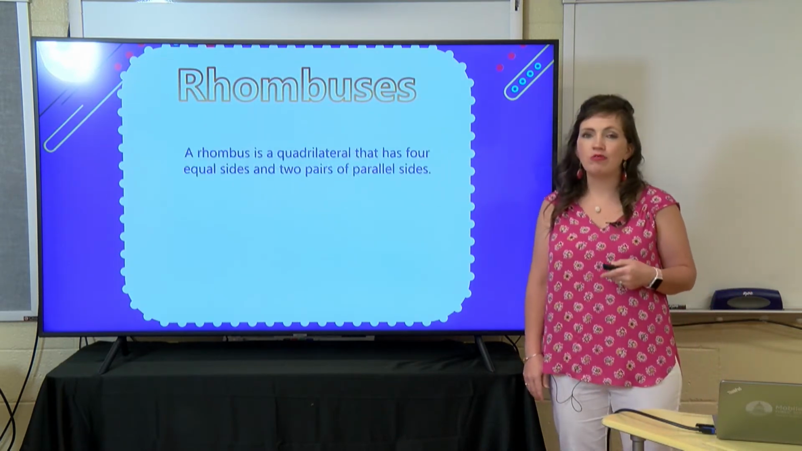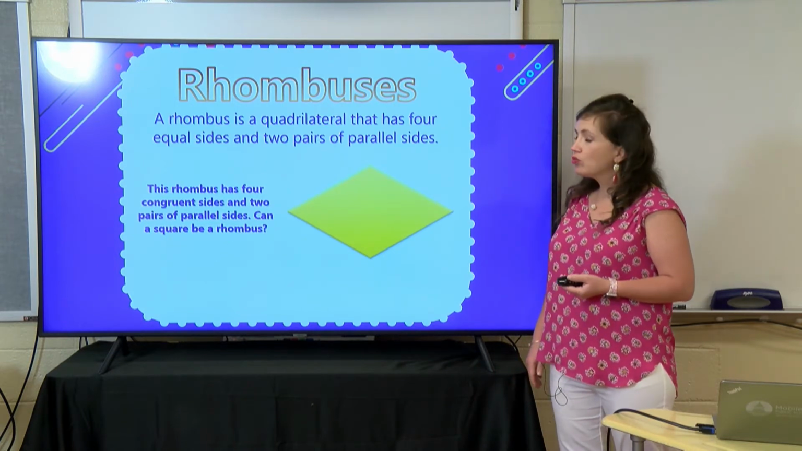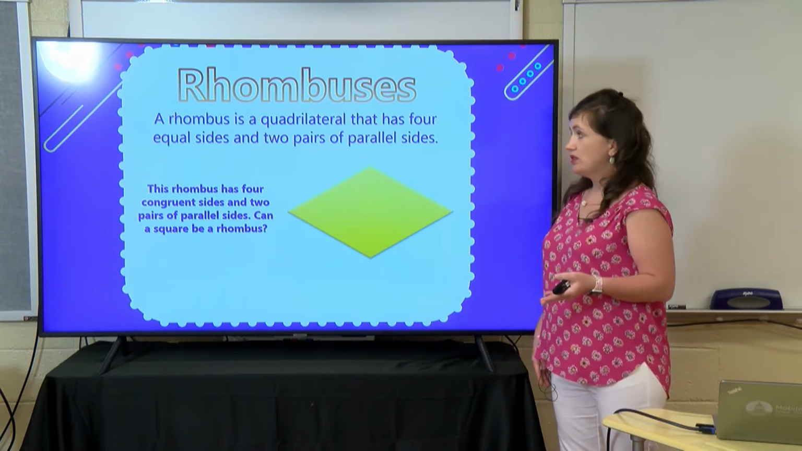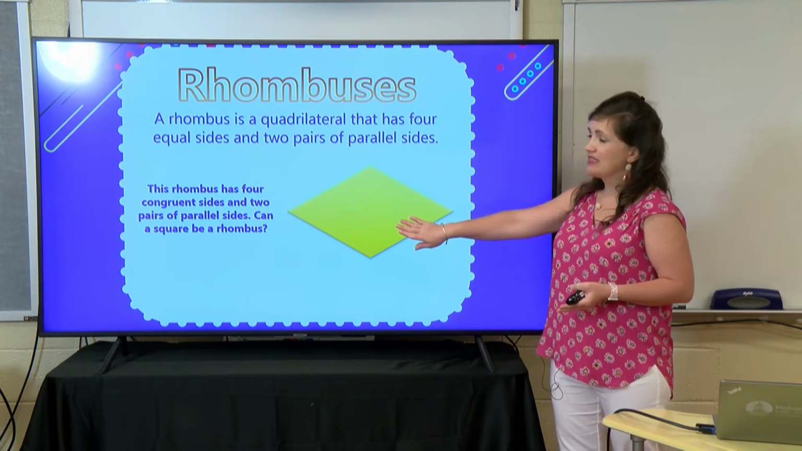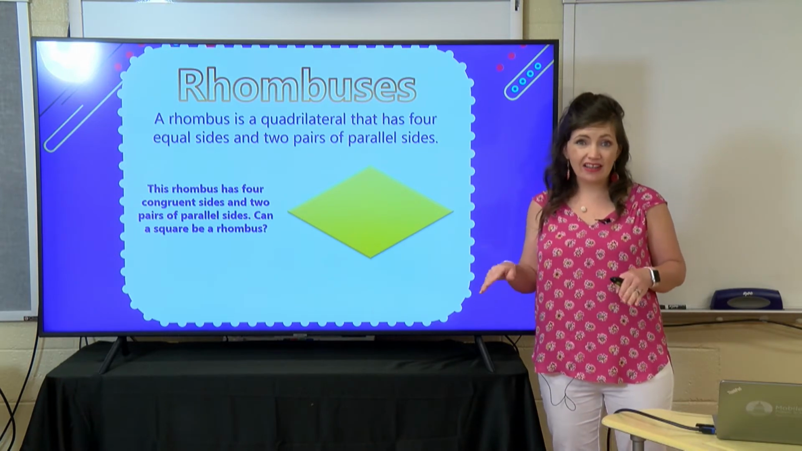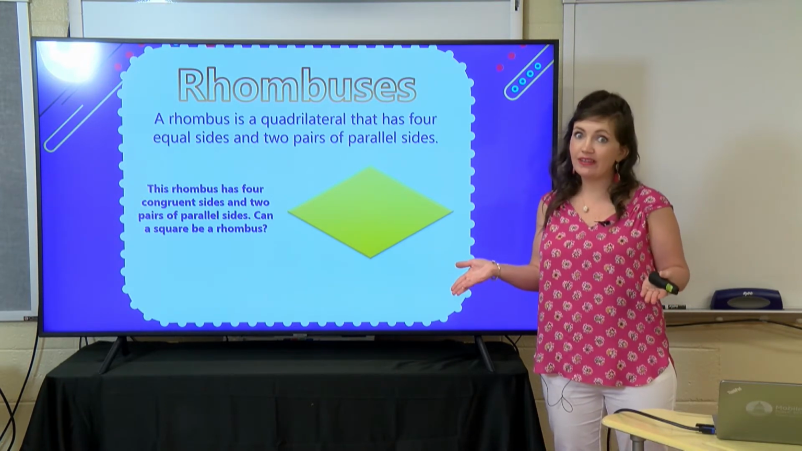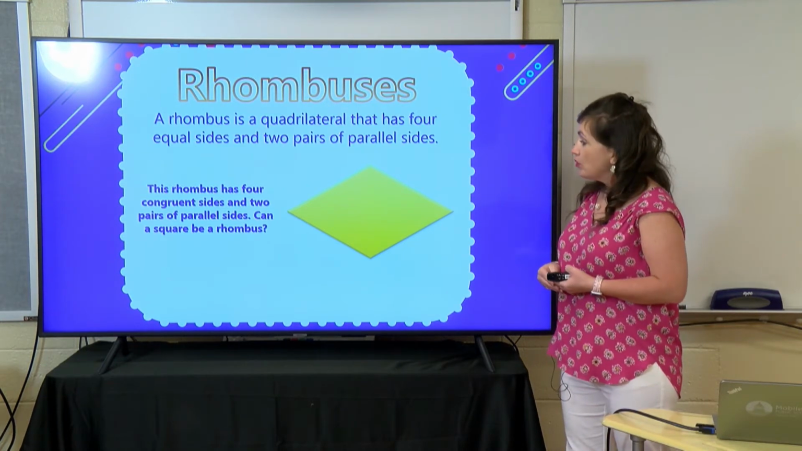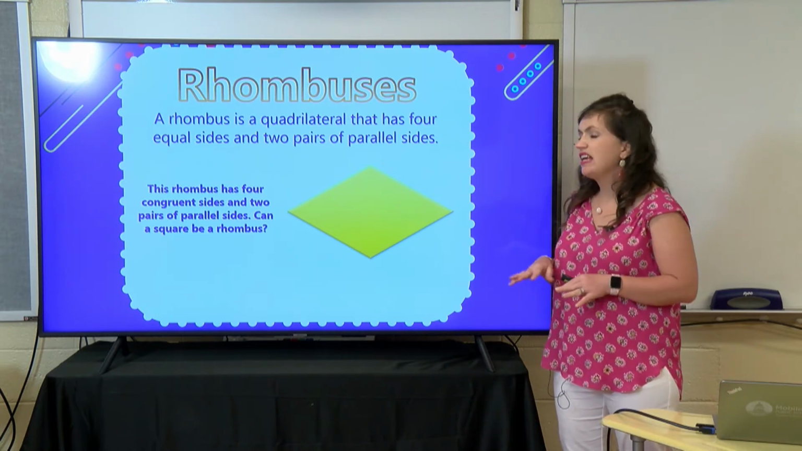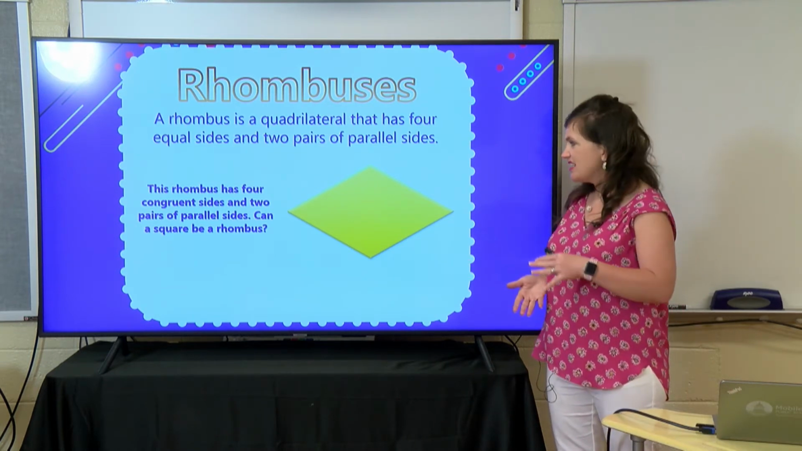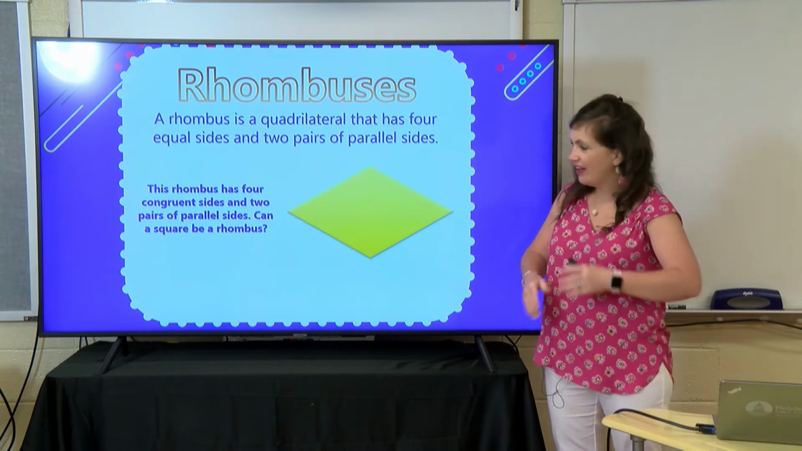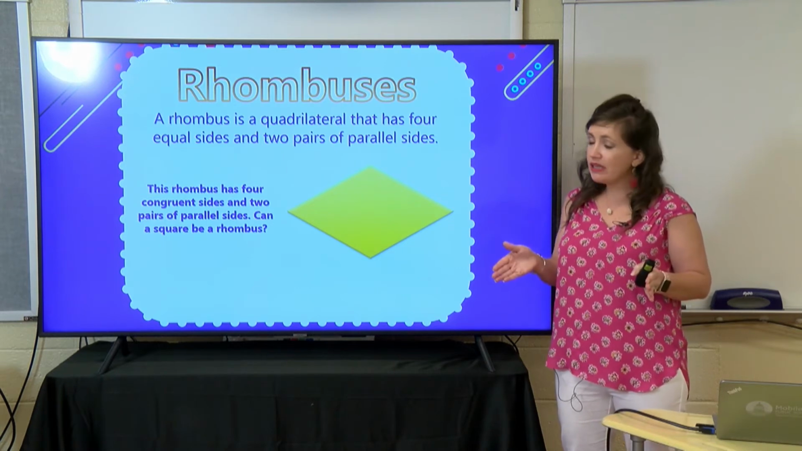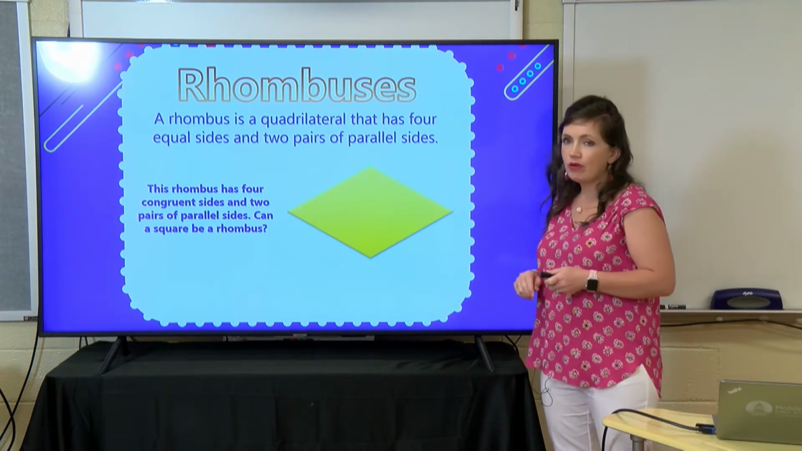All right, let's talk about rhombuses. A rhombus is a quadrilateral. It has 4 sides, 4 angles. But what makes this shape a rhombus is that all 4 sides are exactly the same. Does that sound familiar? That's exactly one of the specifications of a square, right? But with a rhombus, it's not going to have any right angles. It's kind of like a square that's been smushed. For it to be a rhombus, all 4 sides have to be equal, but it's not going to have any right angles.